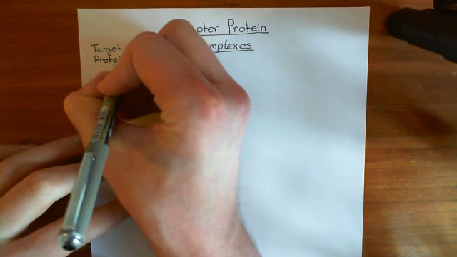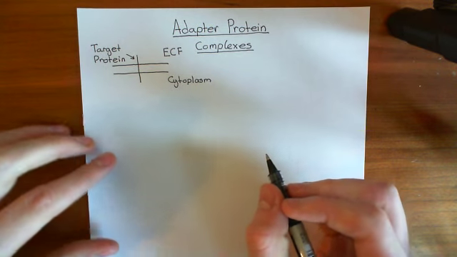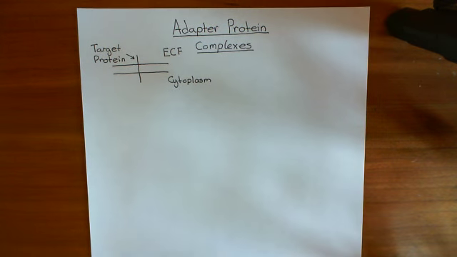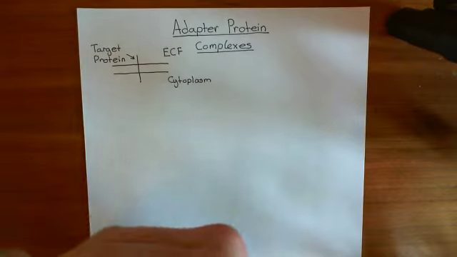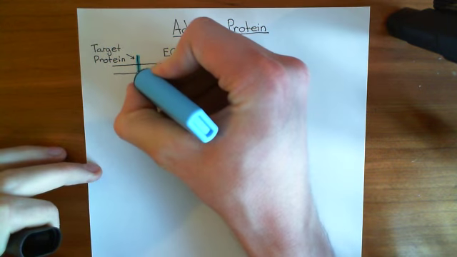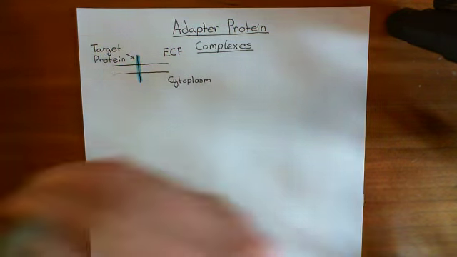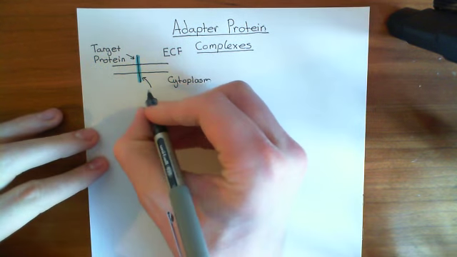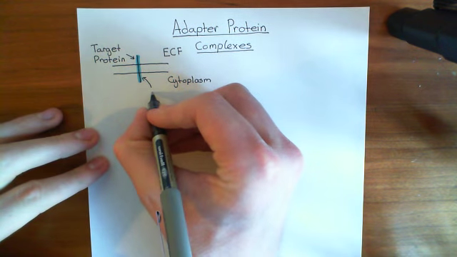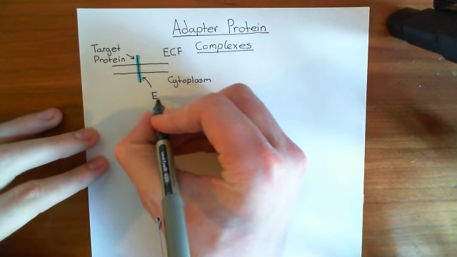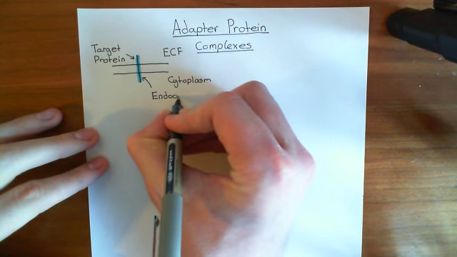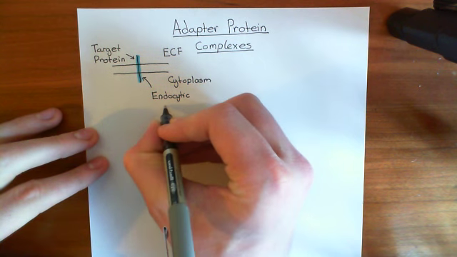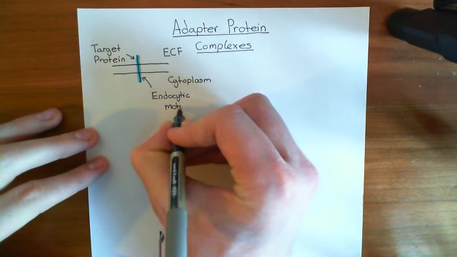Now these sequences of amino acids which tell the cell that this target protein needs to be endocytosed are called endocytic motifs. So let's put that down here. Let's say somewhere in this intracellular domain here will be an endocytic motif. And there are two endocytic motifs that we looked at in the previous video.